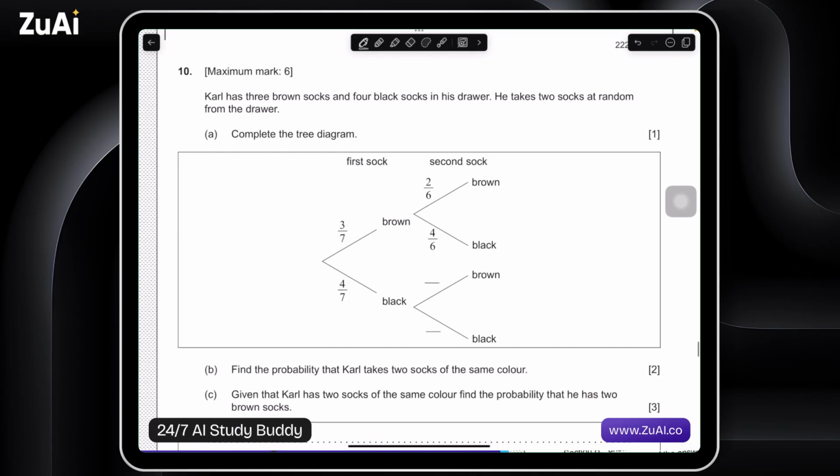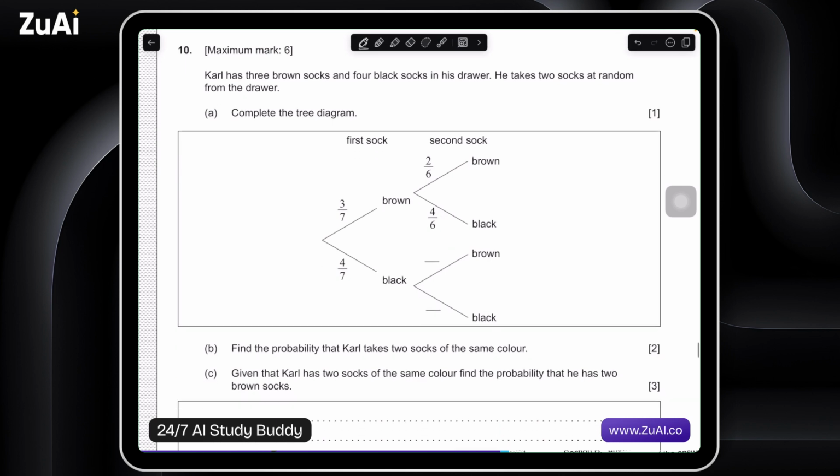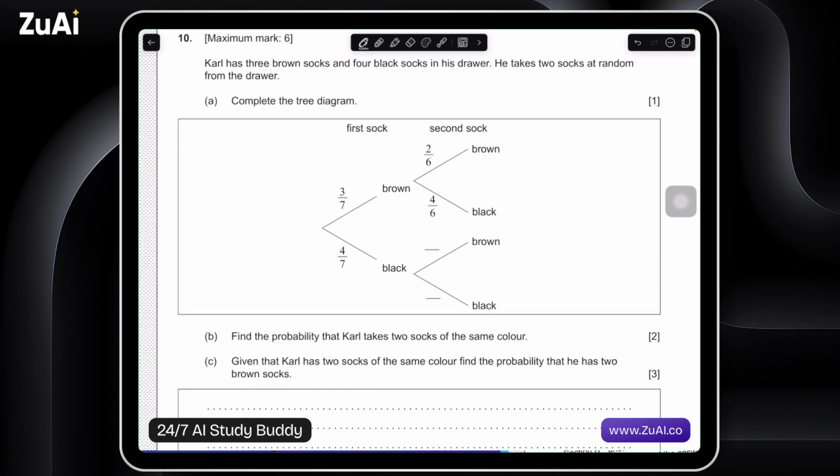6-mark question. Karl has 3 brown socks and 4 black socks in his drawer. He takes 2 socks at random from the drawer. Complete the tree diagram. So here we have first sock, second sock.